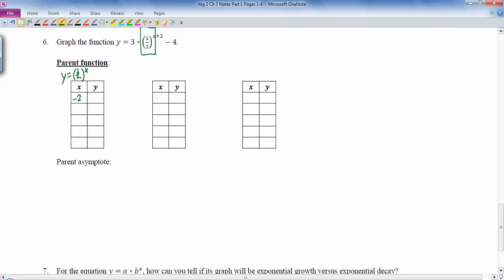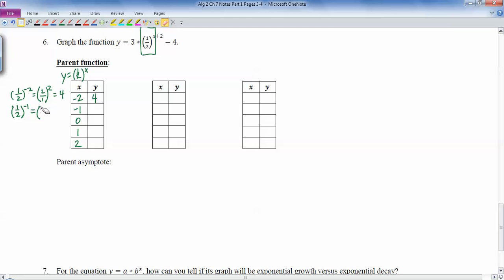So we'll start with -2, -1, 0, 1, 2. Okay? Well, let's think about what 1/2 to the -2 is. To make that -2 positive, I'm going to have to flip the inside. So it actually becomes 2/1 all squared, which is 4. So 1/2 to the -2 is actually 4. 1/2 to the -1 is the same thing as flipping the inside. So that's going to become 2/1.